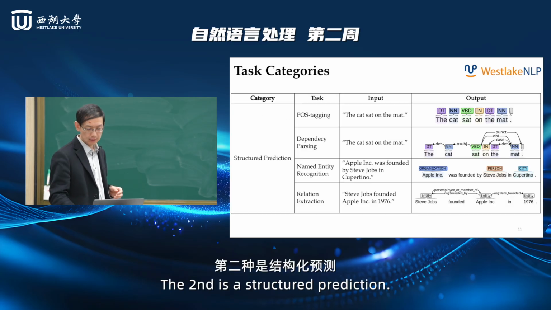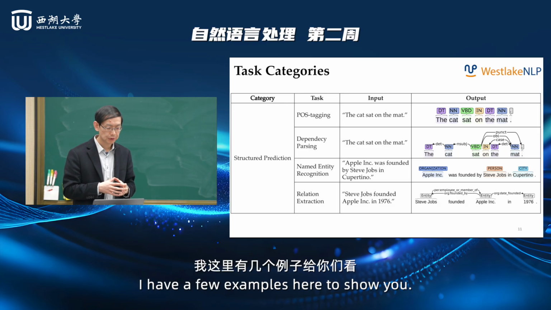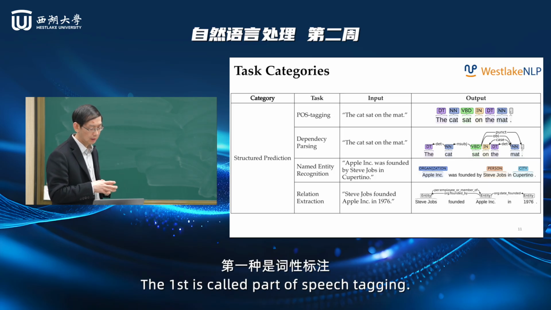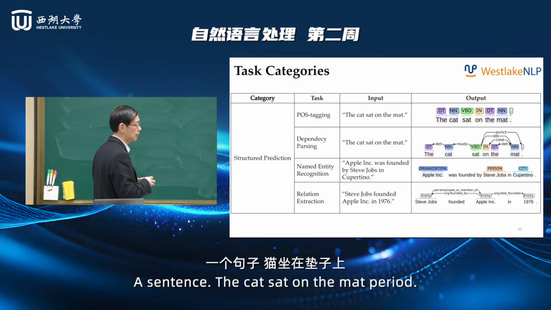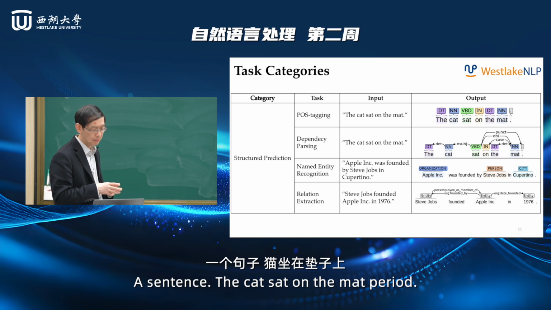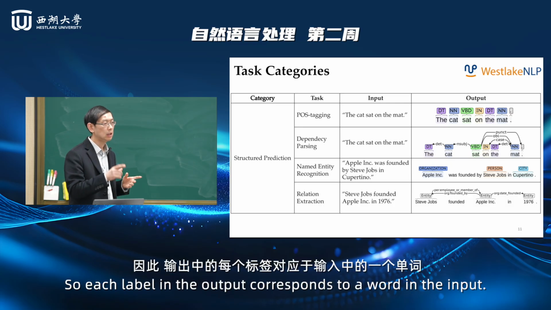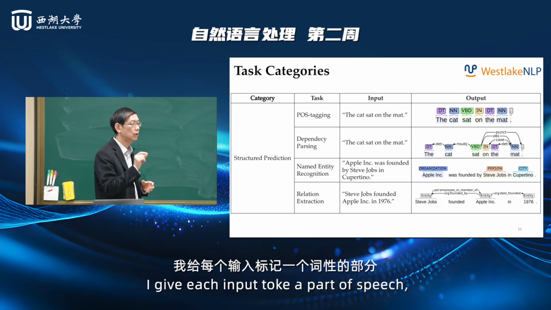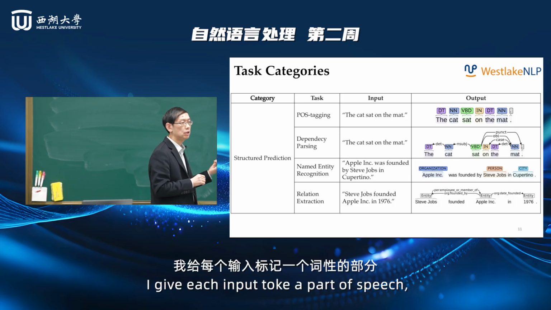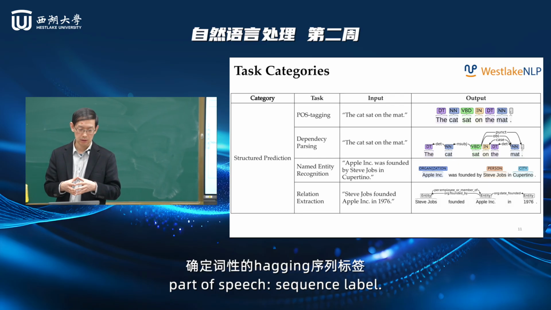All right. The second is structured prediction. I have a few examples here to show you. The first is called part of speech tagging. You have a word sequence, right? A sentence. The cat sat on the mat, period. The output is another sequence. So each label in the output corresponds to a word in the input. So this is called sequence labeling. Okay? I give each input token a part of speech. So to map the word sequence into a POS sequence, okay, part of speech tagging, sequence labeling.